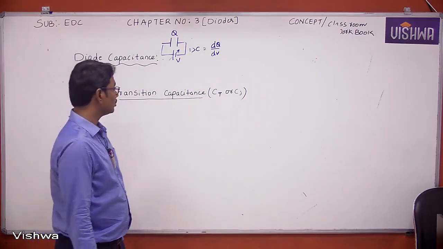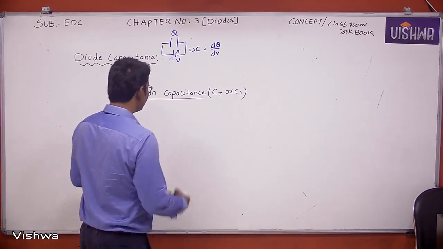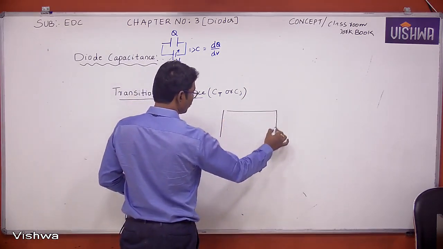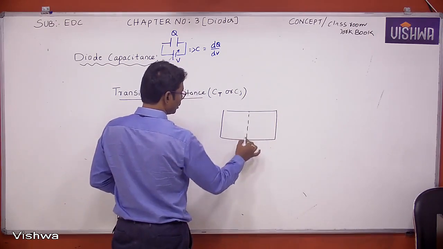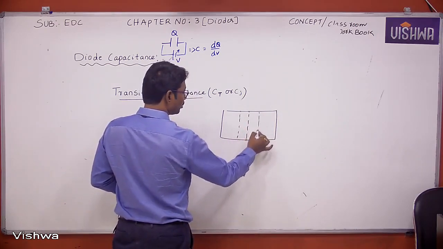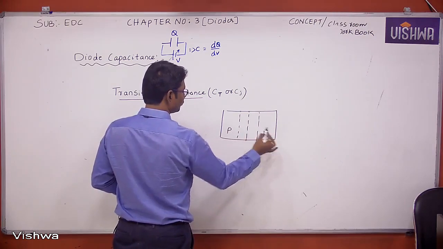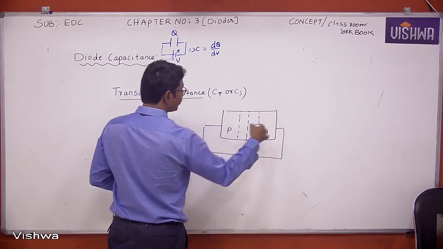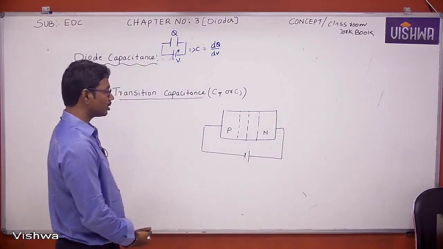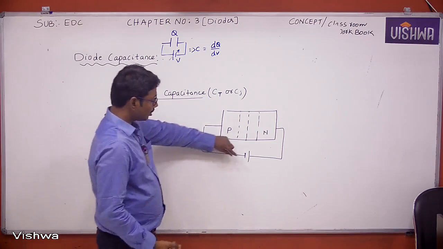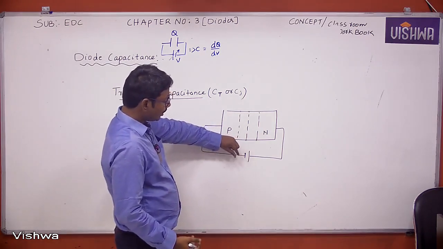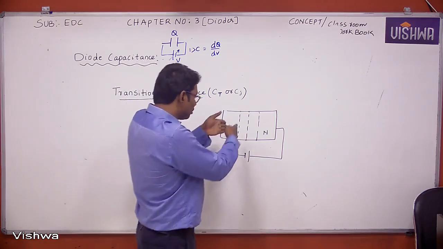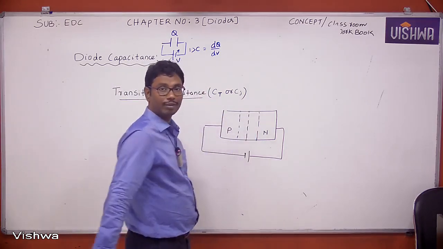When does the diode exhibit transition capacitance? I already told you, when the diode is operated in reverse bias. In reverse bias, how does the diode act as a capacitor? Please recall the reverse bias operation of the PN diode. When the reverse voltage is increased, what happens? The depletion region is increased. Am I correct or not?